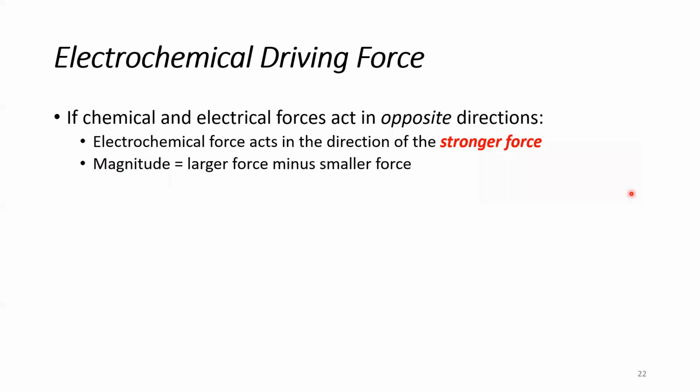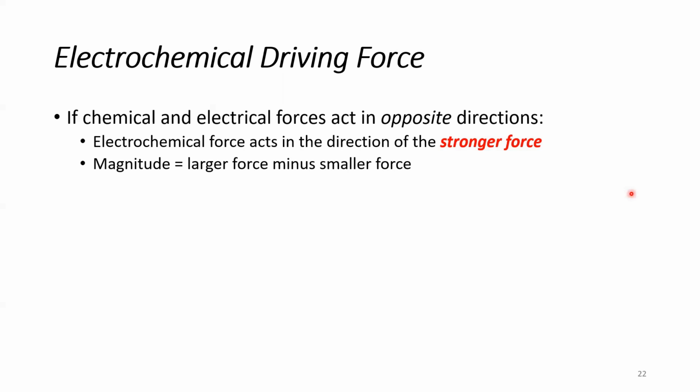If the chemical and electrical forces are acting in opposite directions, we're going to look for the direction of the stronger force. The direction of the stronger force, we will then subtract the direction of the smaller force from that stronger force, and the particle will be moving in that direction of the stronger force with a smaller degree. And if you think about this, this makes sense. If I have one force pulling an ion outside of the cell, and I have an opposite force pulling the ion inside of the cell, I'm just going to subtract those two values.